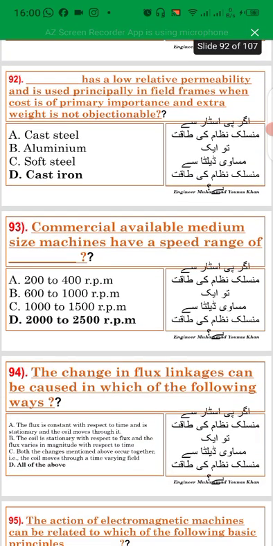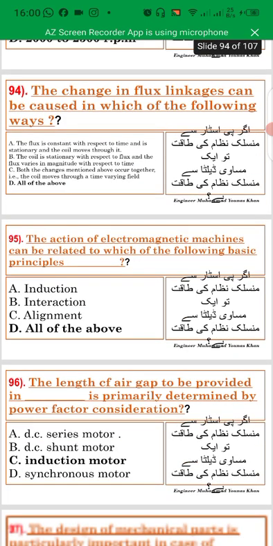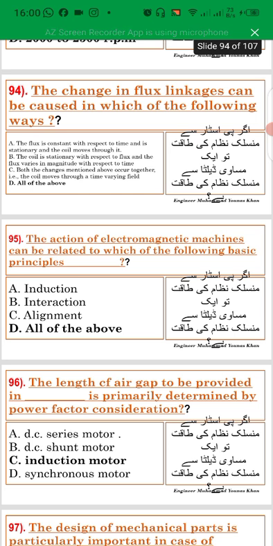Cast iron has a low relative permeability and is used principally in field frames where cost is of primary importance and extra weight is not objectionable. Commercially available medium-sized machines have a speed range of 2000 to 32 rpm. The change in flux linkage can be caused in which of the following ways: the flux is constant with respect to time and stationary, and the coil moves through it; the coil is stationary with respect to flux, and the flux varies in magnitude with respect to time; both the changes mentioned above occur together, that is, the coil moves through a time-varying field.